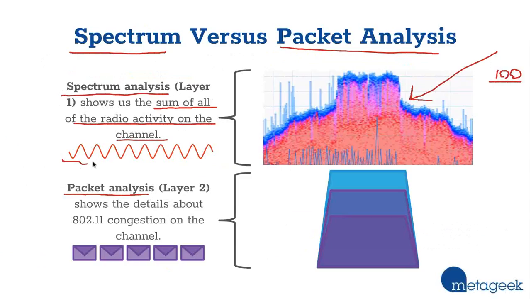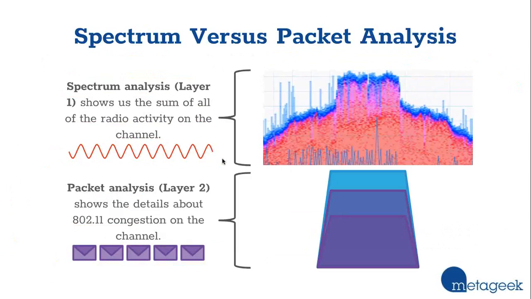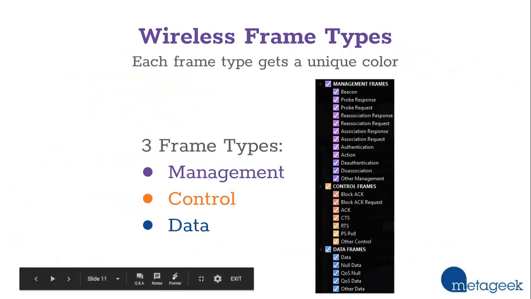Instead of just looking at the raw radio frequency activity, we're actually going to be able to look at the data frames and the different packets that are flying around between devices, and we can actually see those conversations so we can get all the details about congestion on that specific channel by looking at layer 2. That's the big difference between spectrum analysis and packet analysis.